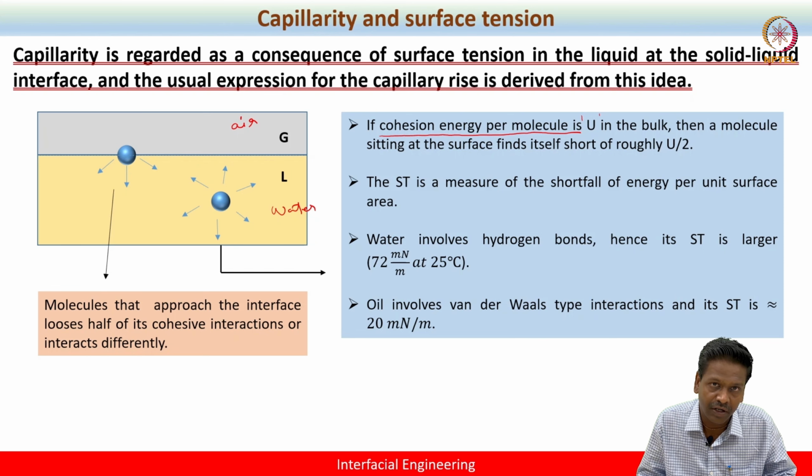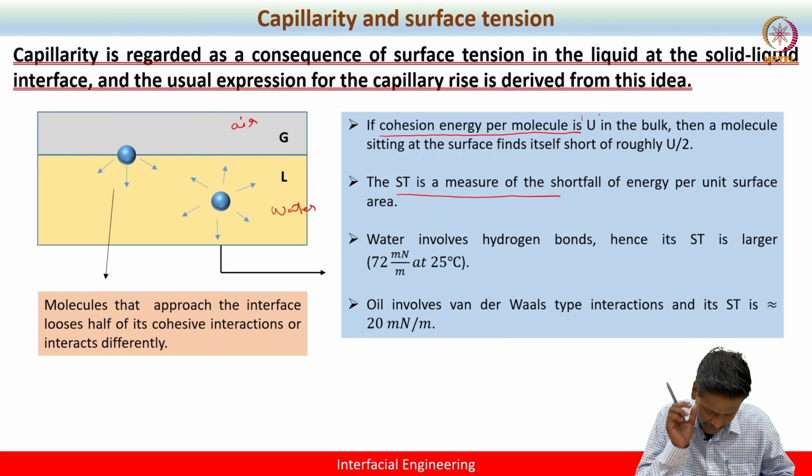In the absence of neighboring molecules, the molecule experiences a net imbalance in the force, and that is acting downward because they want to maximize their contact with their own neighboring molecules. So this is nothing but surface tension.